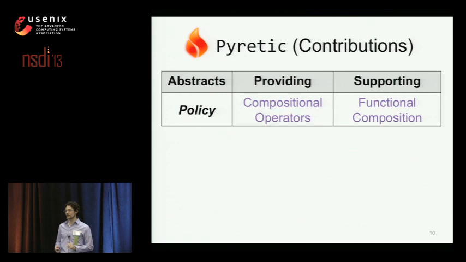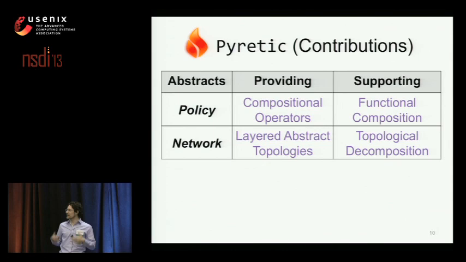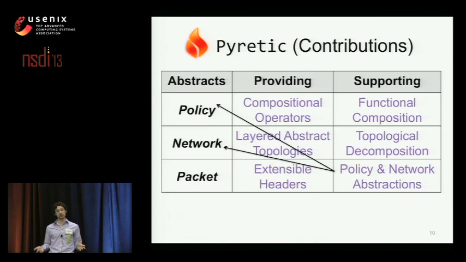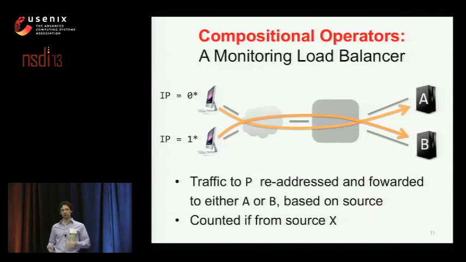On top of that, we provide a network abstraction that lets you move away from working on the concrete network and lets programmers actually decompose network software logic based on topology, and by working with hierarchies of abstract topologies or abstracted networks. And finally, we provide an abstract packet model that provides extensible headers and acts as a foundation for both our policy and our network abstractions. So let's give a concrete example, starting with composition.